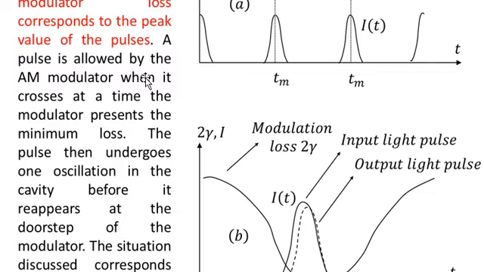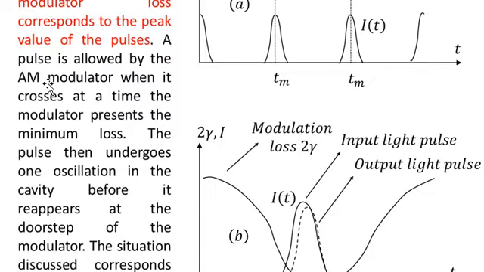A pulse is allowed by the amplitude modulator. You can see in this case that these pulses have been controlled by the minimum loss due to the amplitude modulator. And at other positions of time, the modulator has a loss which gradually increases to the maximum value, and thus the output of the laser in that area is 0.